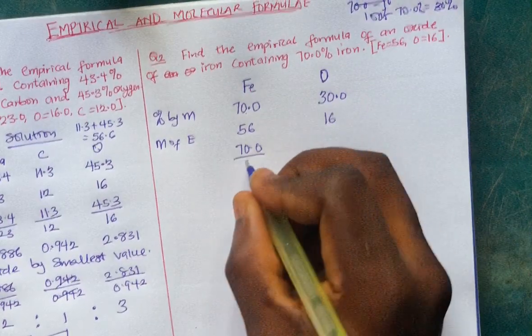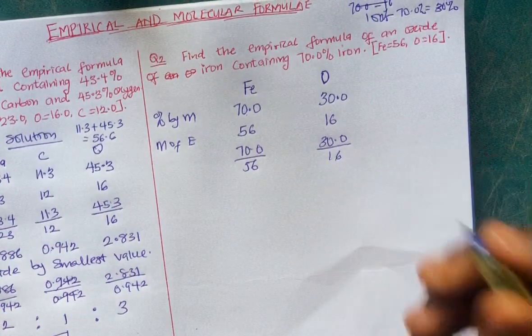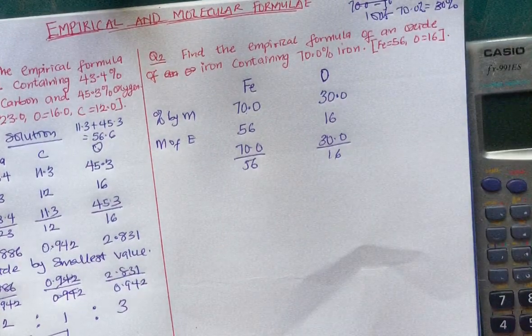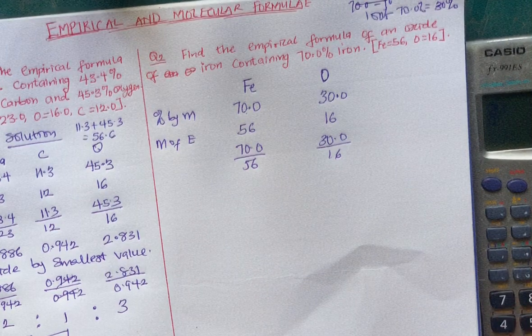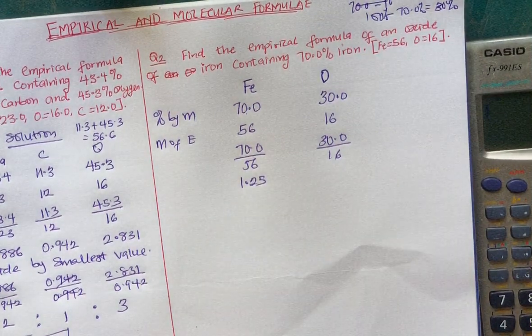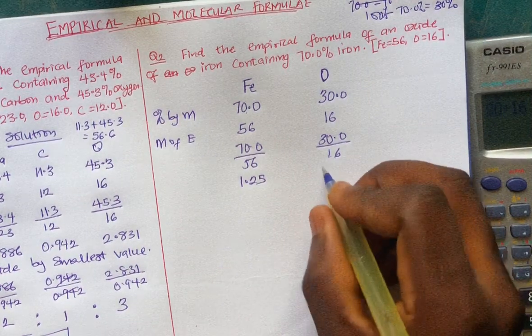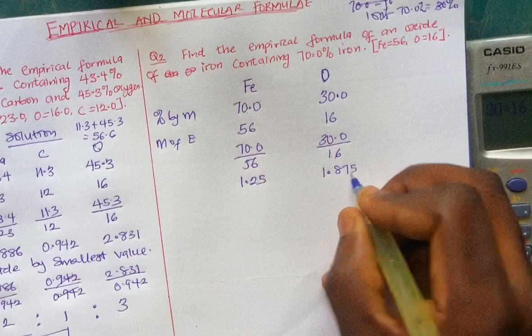70.0 divided by 56, and also 30.0 by 16. Then what's the answer here? 70.0 divided by 56 gives 1.25, and 30 divided by 16 will give me 1.875.